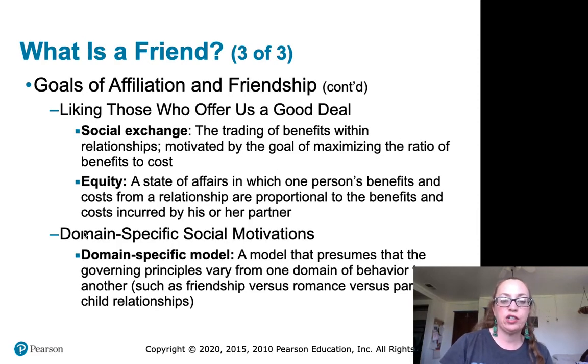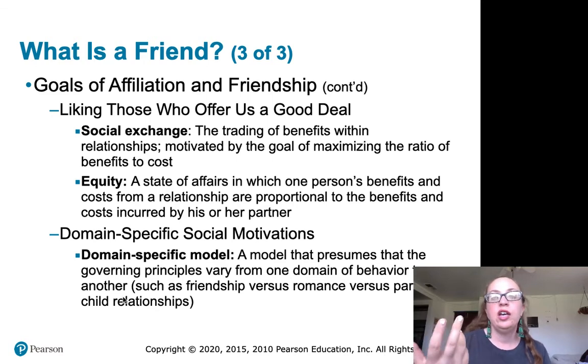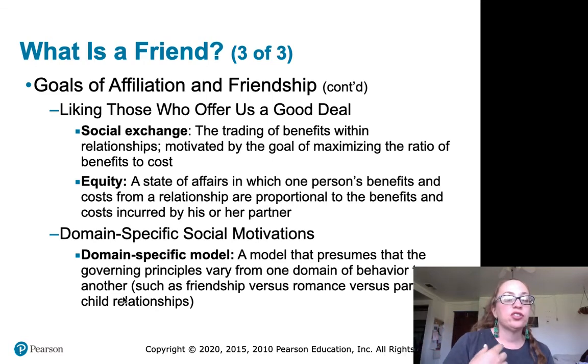Versus a domain-specific model, which presumes that the reasons or the governing principles of behavior change from situation to situation. So a friendship is different than a romance, is different than business partners, and there are different types of friendships, so there may be different rules governing those. The pros and cons are that a domain-specific model is much more accurate in its explanation. However, a domain general model is more generalizable, it's easier to apply. But you can lose accuracy with that, and they both have their places.